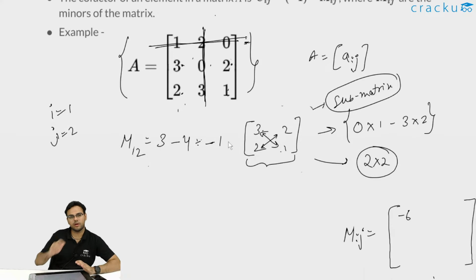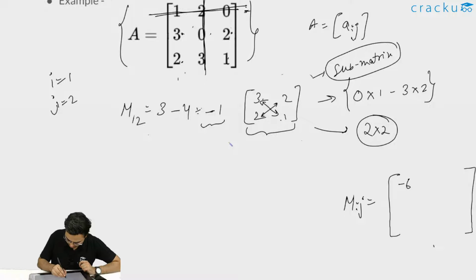After removing the ith row and jth column, we got this submatrix, and the determinant of this submatrix is minus 1. So this becomes our minor 12, the minor for the first row and the second column. So this minus 1 I'll put here.